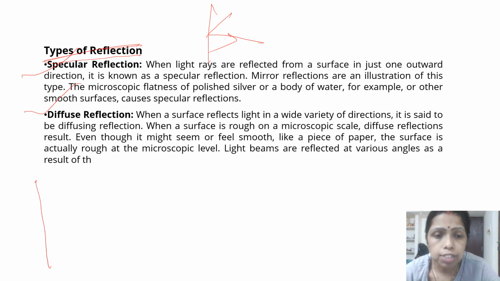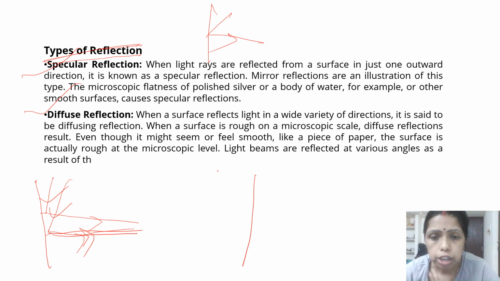So this is the interface. Light hits the interface parallelly. Suppose these two lines are parallel to each other. It will be reflected that way, so the reflected rays will also be parallel. I have not drawn it properly, but this will be parallel. But in the case of diffuse reflection, what will happen?